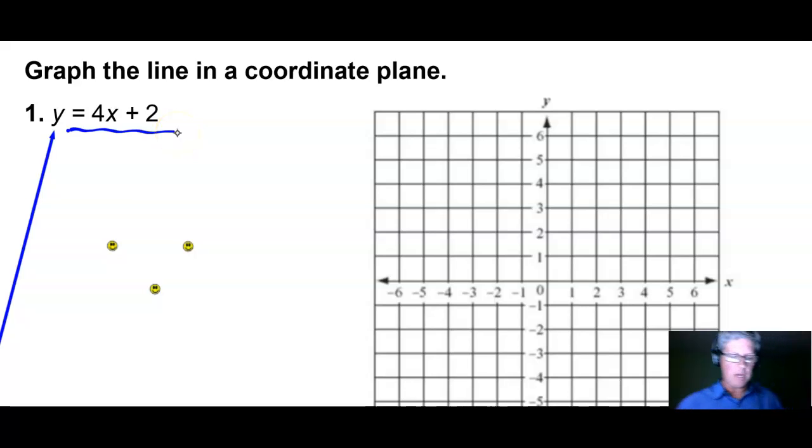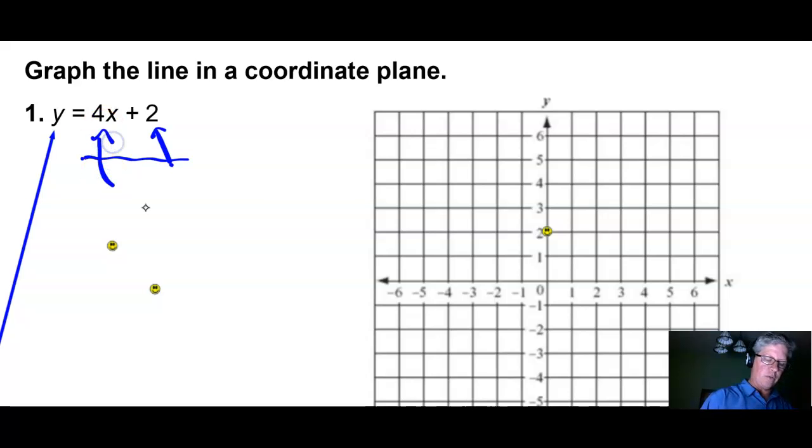There's the line. There's some important information. Right there is the y-intercept. So we can just take one of these points, move it to the positive 2, and we know that that is the y-intercept. Now, this right here is our good friend, the slope. So remember the slope is 4, but it's really 4 over 1, and that's rise over run.